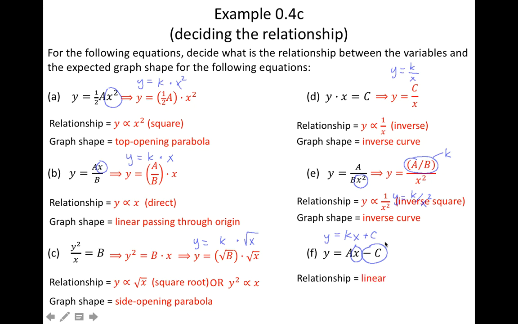So the relationship is linear, and the graph shape will be linear, where it has a slope equal to a, and it will have a y-intercept equal to negative c. So it will look something like this, where the y-intercept is equal to negative c, and the graph has a slope equal to capital A.